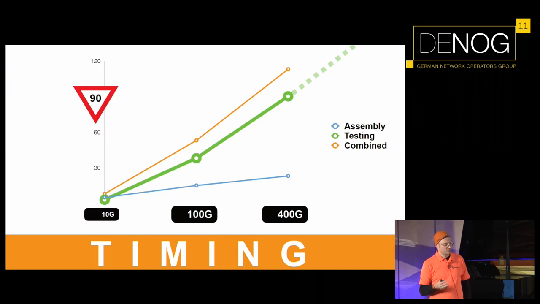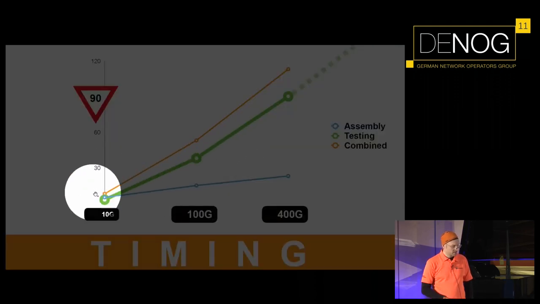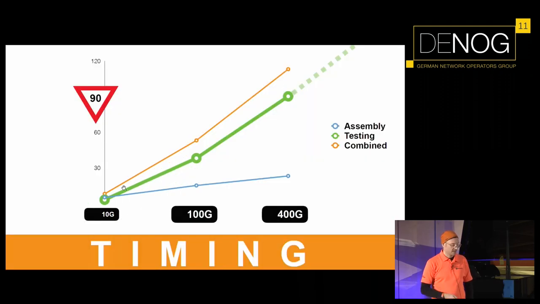So what you see on that graph here, I have three curves actually, and I put it into three sections as well. On the x-axis you see three types of transceivers, 10 gigabit, 100 gigabit, and 400 gigabit. On the y-axis, that's the timing in minutes. The blue line describes the assembly time, and that's quite obvious when we look down there. The 10 gigabit transceiver takes roughly 8 minutes to assemble and to test. The green curve is testing.